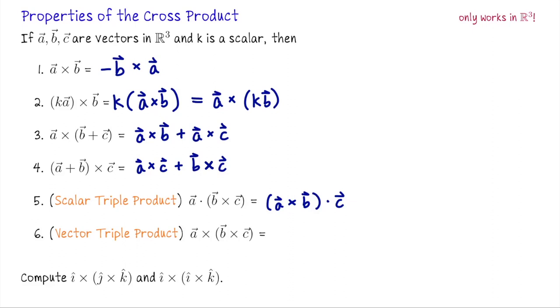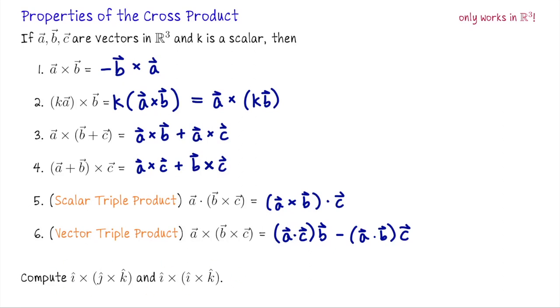On the flip side, if you took two vectors B and C and crossed them, that's going to give you another vector in R3. What is A cross that? Well, this is a formula I've never actually memorized, but technically you could compute that as A dot C, a scalar, which you use to scale the vector B, minus A dot B, another scalar which scales the vector C.